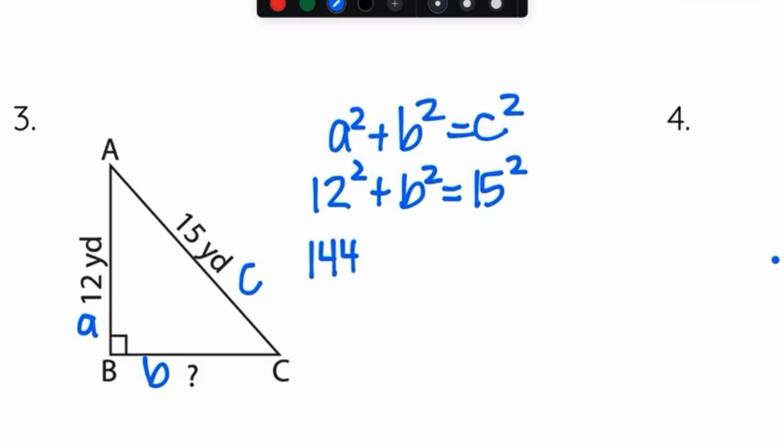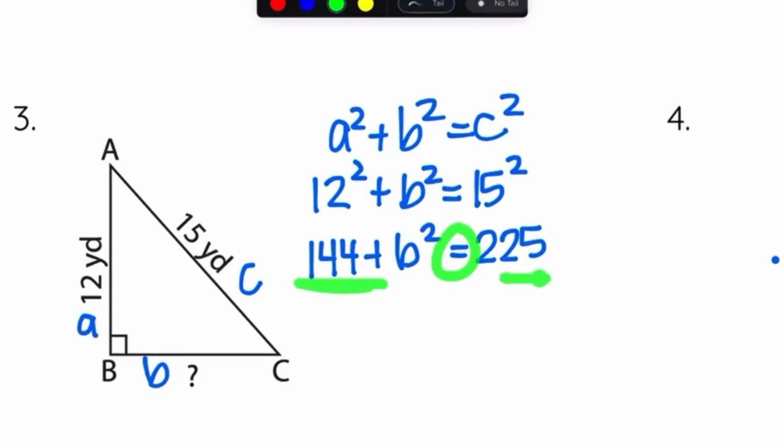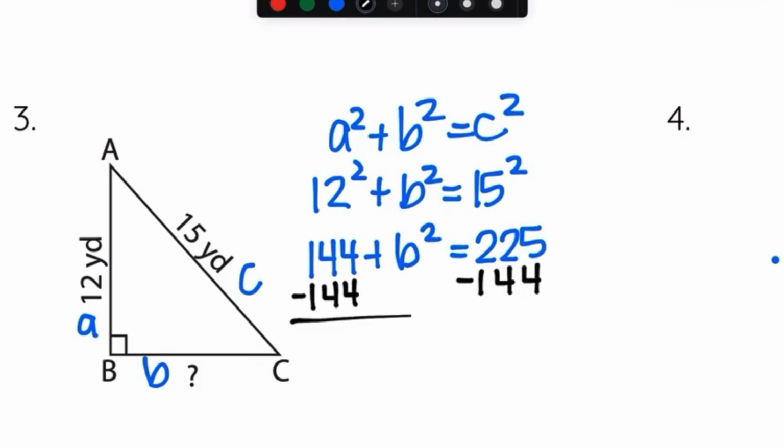12 times 12 is 144 plus B squared is equal to 225. Now, notice in this case, here's my equal sign. My like terms are on opposite sides. Therefore, I can't just combine my like terms. I do have to move those like terms on opposite sides of my equal sign to get them together. So when I subtract 144 from both sides, bring down that B squared, I get 225 minus 144 is 81.